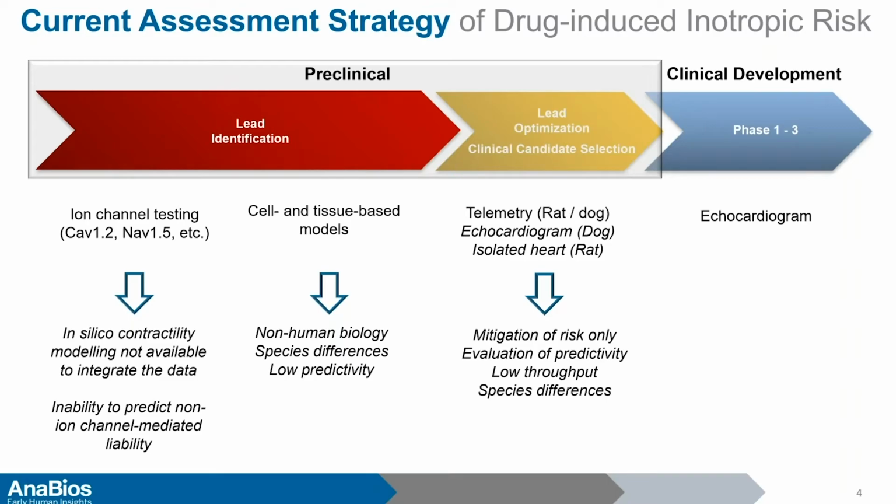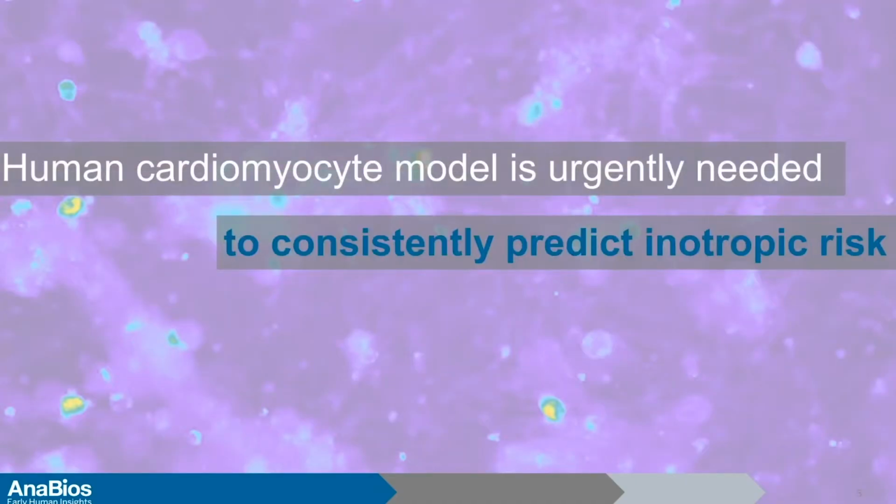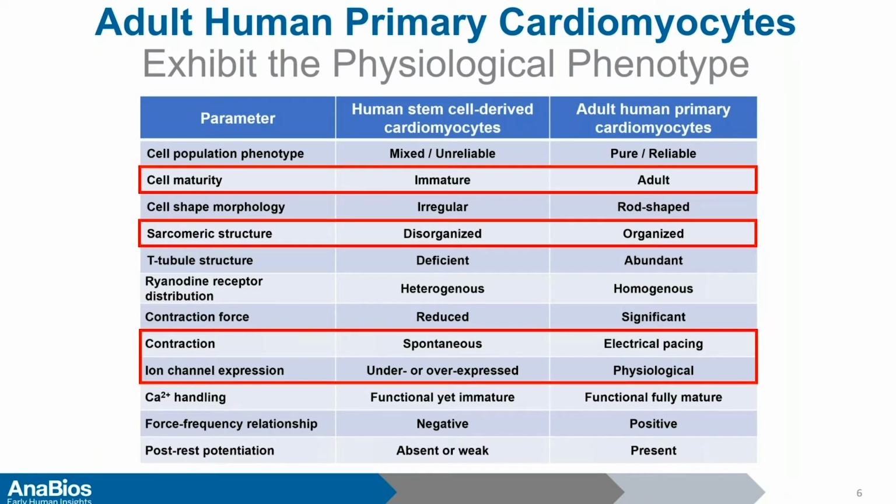I think all of us agree that a human cardiomyocyte model is urgently needed to consistently predict inotropic risk. To develop and validate such a model, there are two types of myocytes that can currently be used: the human stem cell derived cardiomyocyte and the adult human primary cardiomyocyte. Based on published data on parameters like cell maturity, sarcomeric structure, and ion channel expression, for example, it can be concluded that the adult human primary cardiomyocyte, and not the human stem cell derived cardiomyocyte, exhibits the physiological phenotype.